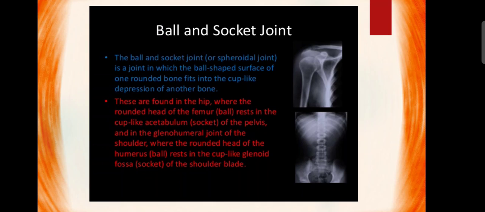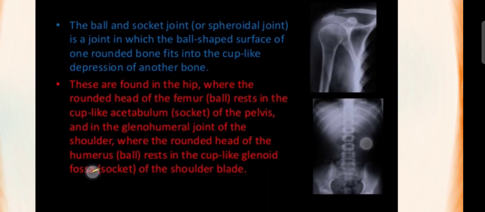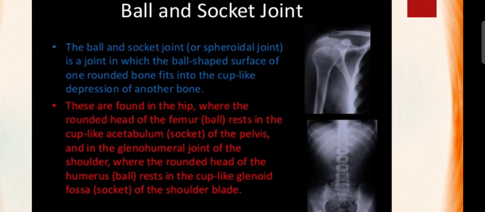You can note down this definition also. The ball and socket joint, or spherical or spheroidal joint, is a joint in which the ball-shaped surface of one rounded bone fits into the cup-like depression of another bone.